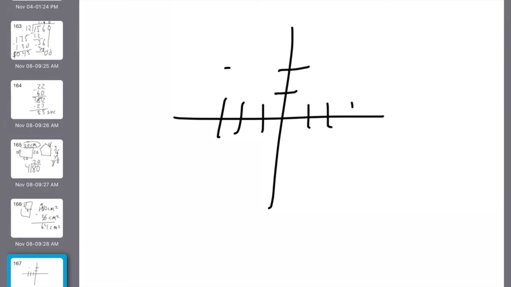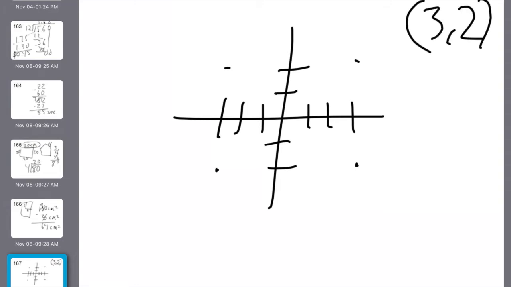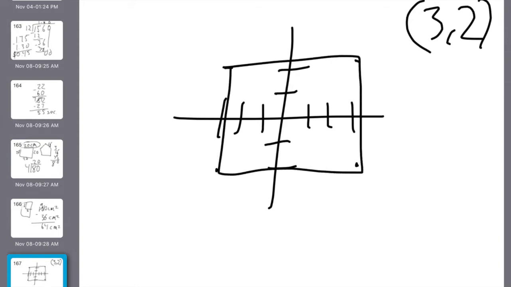So you have -3 backwards up 2. You have +3 and -2. And you have -3 and -2. Okay, so I need another one over here, don't I, which would be at +3, +2. So that would be your answer to A.